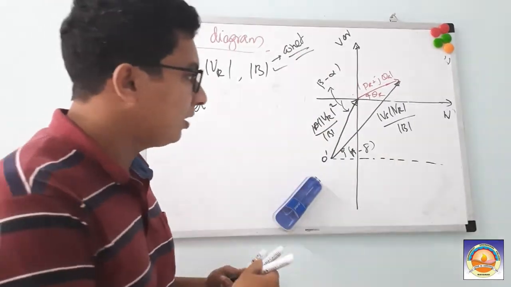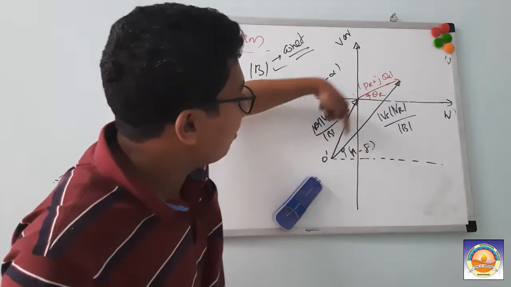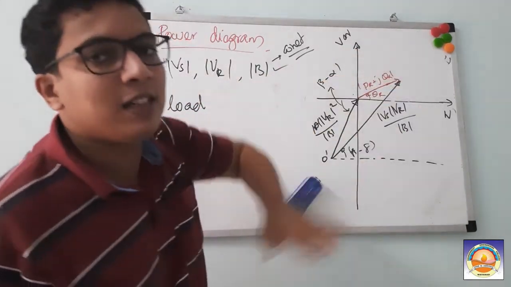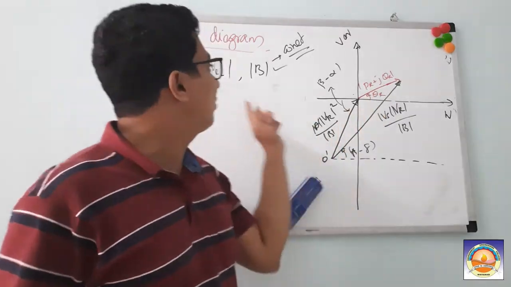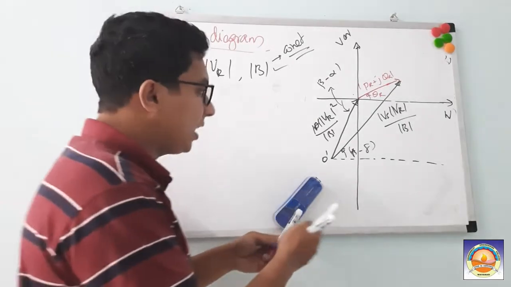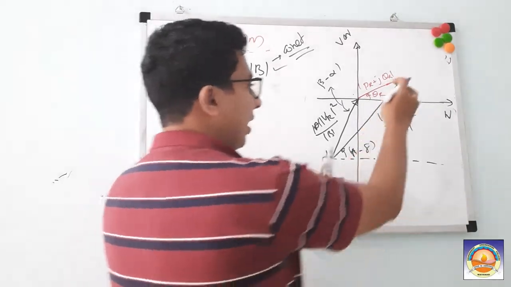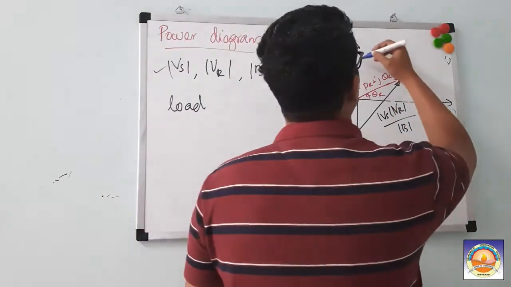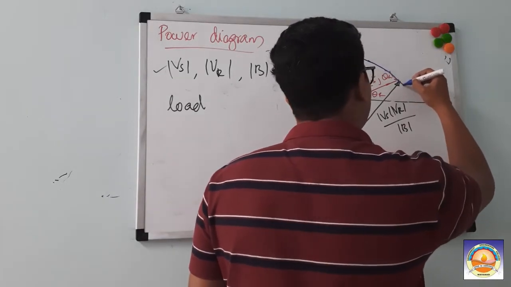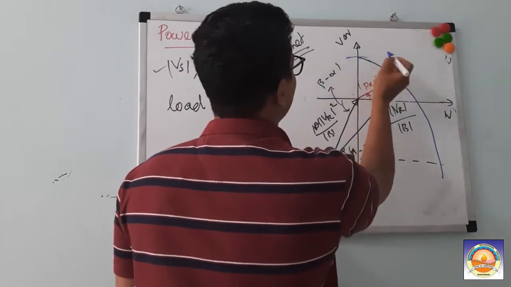Under that condition, let us see. If Vs, Vr and B are constant, as you can see, the magnitude of this particular vector can never change if I keep the receiving and sending end magnitudes constant. So under that condition, this PR plus jQR has to follow a locus of a circle with a radius of Vs Vr by B. With that in mind, I can draw that circle here. That circle will look something like this. So this is the circle.